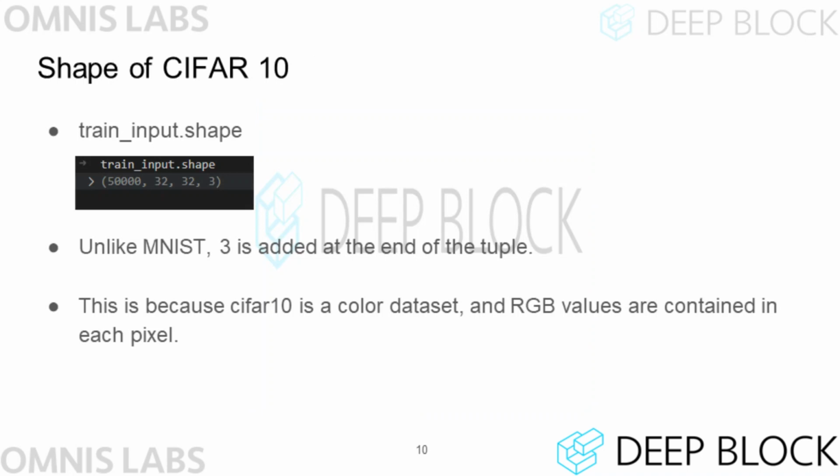Now, let's see how the CIFAR-10 image data is structured. Train input is the image data used to train the model. Let's check the shape of this data in the Python shell. CIFAR-10 data consists of 50,000 trained data. Also, the resolution of one image is 32 by 32.